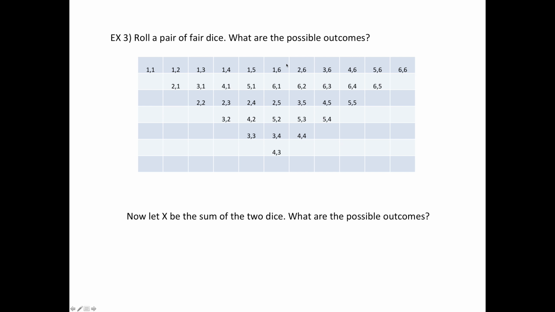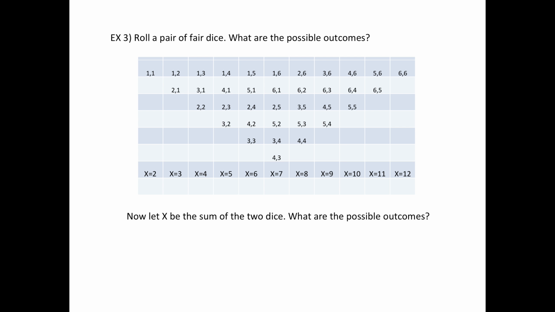So next, let x be the sum of those 2 dice. What are the possible outcomes? So at the bottom of each column, I let x be what those numbers add up to. 2, 3, 4, in the middle, 7, all the way up to over here, 6 plus 6 would add up to 12.